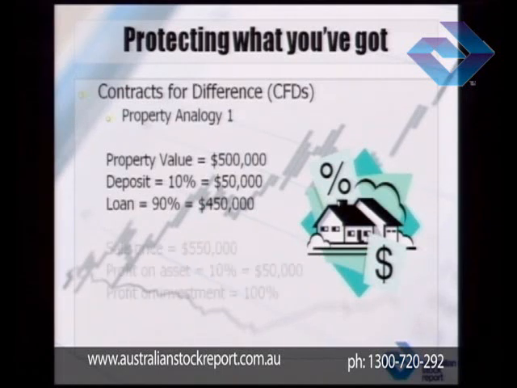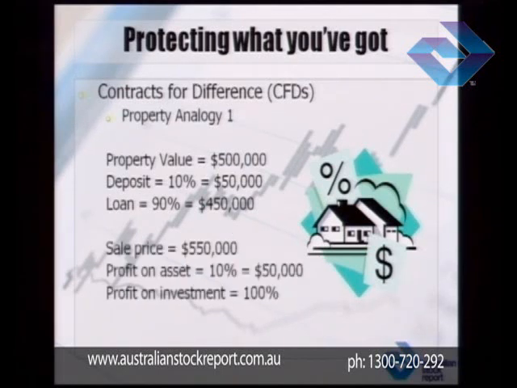Now, what would happen if the price of that house increased to $550,000? Now, there's no stamp duty here, okay? There's no real estate fees. This is a perfect world. But if the price went up by 10%, which is $50,000, and you sold out, what would your profit on the transaction be? It'd be 100%, wouldn't it?